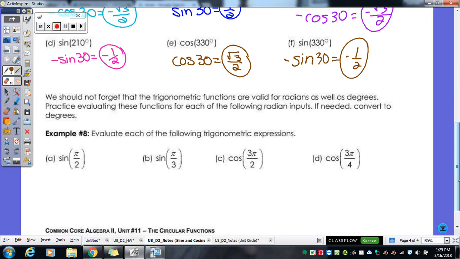So then for 8, evaluate each of the following trig expressions. If it's given to you in radians, just convert it to degrees. That's the one we're more familiar with. So pi over 2 is what in degrees? 90. So looking on your unit circle, sine of 90 is just 1. Pi over 3 is 60. So again, looking on your unit circle, what's the sine of 60? Radical 3 over 2.